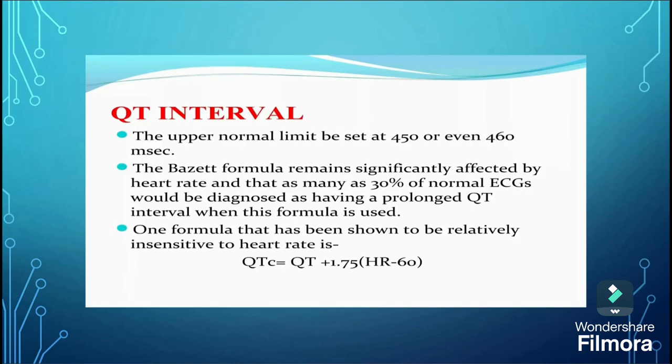The upper normal limit is set at 450 or even 460 milliseconds. The Bazett formula remains significantly affected by heart rate, and as many as 30% of normal ECGs would be diagnosed as having a prolonged QT interval when this formula is used. One formula that has been shown to be relatively insensitive to heart rate is, so this formula is very insensitive. So we won't consider it. So we will consider that formula only. Corrected QT interval is equal to QT interval divided by RR interval.